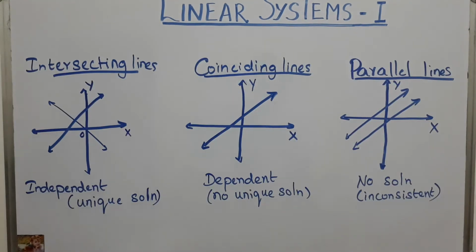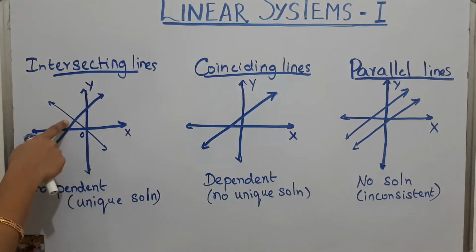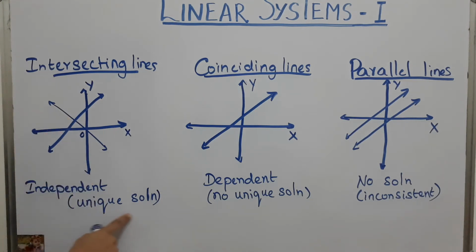The graphical solutions of a linear system in two variables are shown here. There are three types. The first one is intersecting lines. Intersecting lines means when the two graphs or lines intersect, you will get only one point, right? That is the solution. So that is a unique solution, and it is independent because it is not depending on each other.